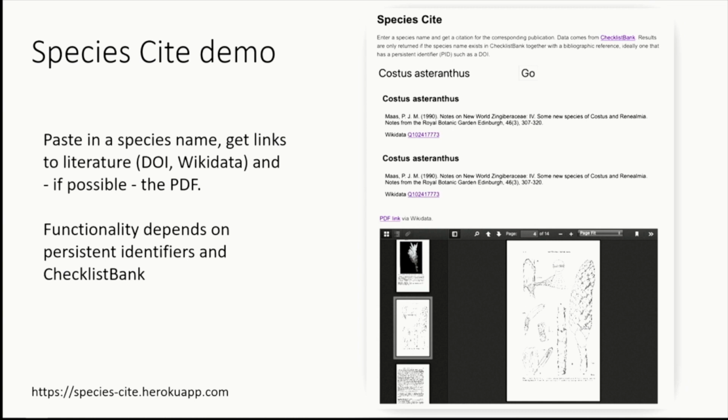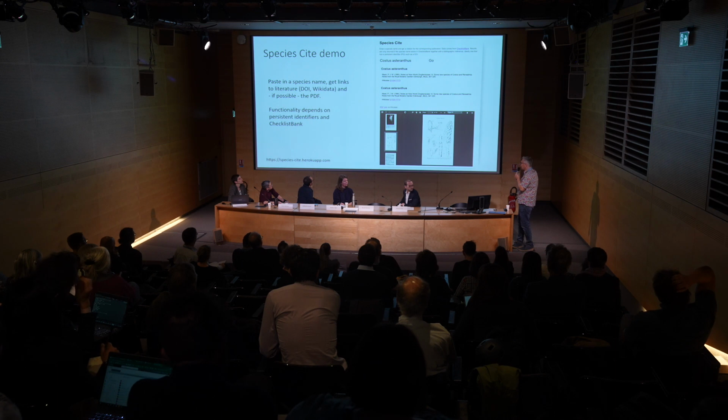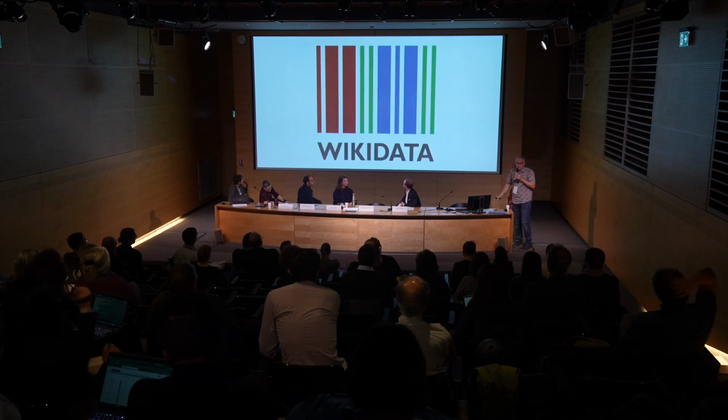So the goal would be, for every species name on the planet, you put it in, we'll tell you where that name was published, full citation, and you can actually go and read it. So that would be our sort of wonderful goal. Okay, so that's taxonomic names and linking them to literature.